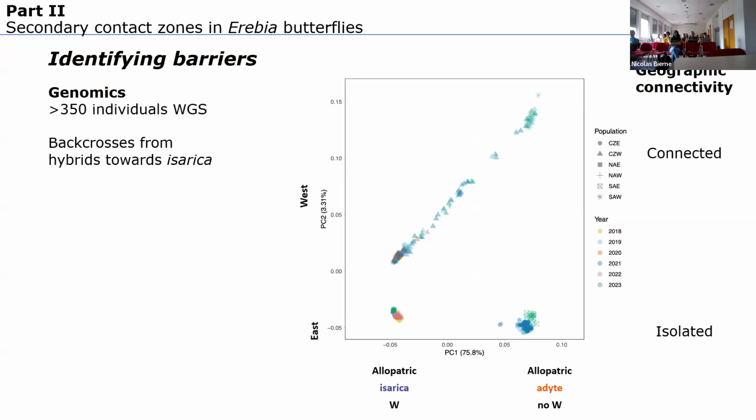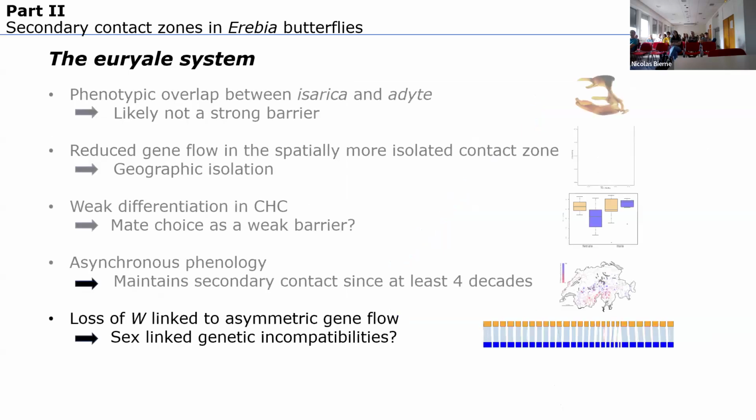Going back to this plot, adding some colors, we actually also see that in the eastern contact zone, there's almost no gene flow, except for 2 F1 hybrids. But in the other contact zone, there's a gap, suggesting that backcrosses occur primarily from hybrids towards this Isarica, but not the other way around. So this is all new. That's as far as we are. Nevertheless, we think that the loss of a W seems to be linked with asymmetric gene flow, so we may have sex-linked genetic incompatibilities.